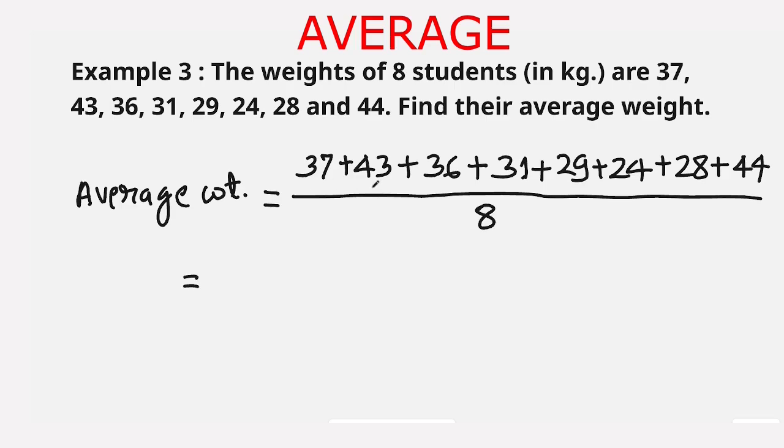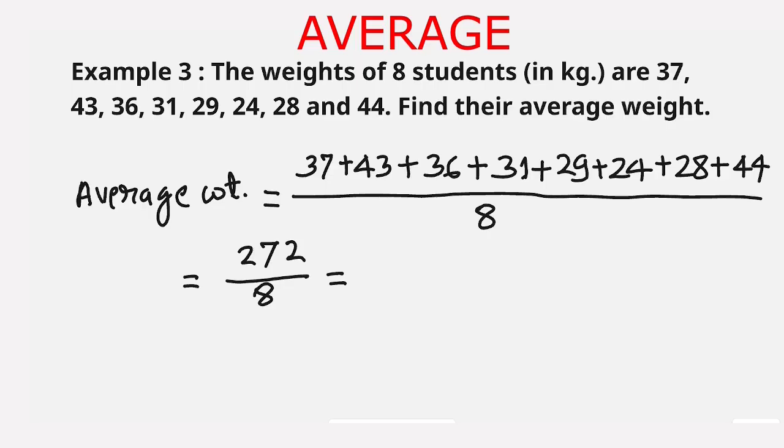37 plus 43 is 80. 80 plus 30 is 110 plus 6 is 116. 116 plus 31 is 147. 147 plus 29 is 176. 176 plus 24 is 200. 200 plus 28 is 228. Plus 44 is 272. We write 272 divided by 8.